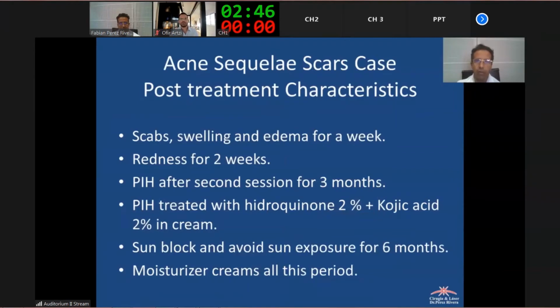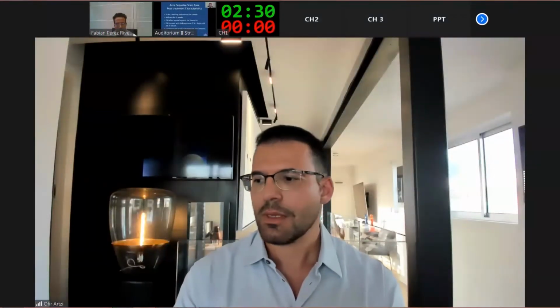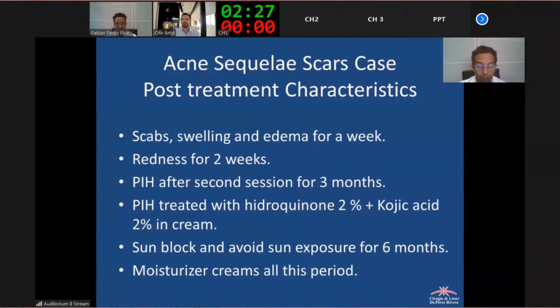When we talk about post-treatment characteristics, it's important to mention that of course we obtain scabs over the surface of the skin, swelling and edema, usually for a week, in this case for a week, and redness for 2 weeks. In this case we obtained as a side effect a PIH, a post-inflammatory hyperpigmentation after the second session, which stayed on the skin for a period of 3 months. We treated it with hydroquinone 2% plus kojic acid 2% in cream.